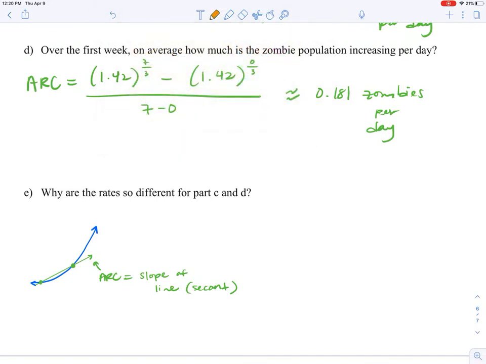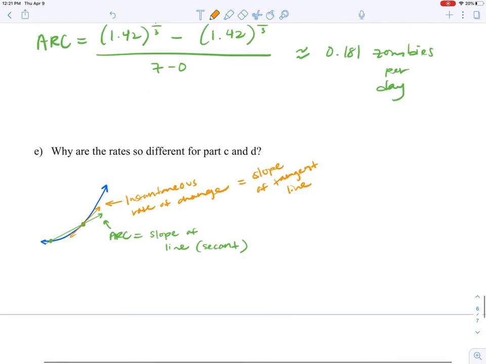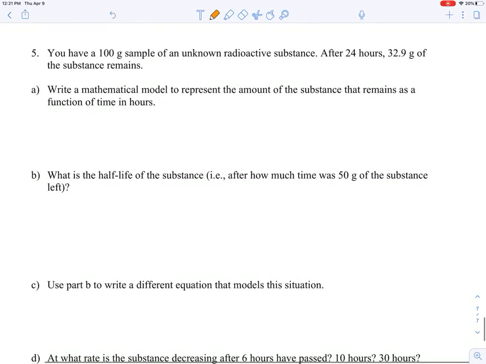Versus part C was asking for how fast the population was increasing on day 7. So that would be the slope of the tangent line. So that's instantaneous rate of change, which is the slope of the tangent line to the curve for t equals 7.